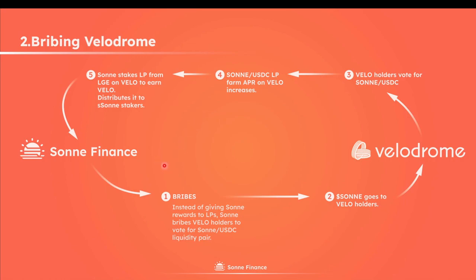So we are bribing veVelo holders on a weekly basis. Sonne goes to veVelo bribe pools. To get that juicy Sonne, veVelo holders will vote for, and already voted for, the Sonne USDC liquidity pair. The Sonne USDC LP farm on Velodrome increases, and we staked our LP from LGE and started to earn Velo. Right now we are estimating around 1 million Velo to be farmed with our contracts.